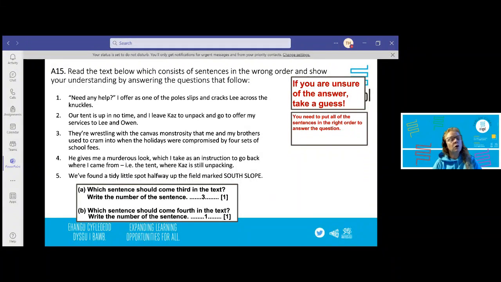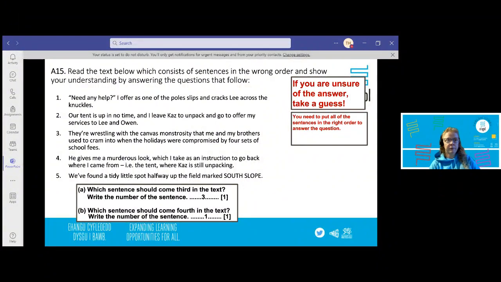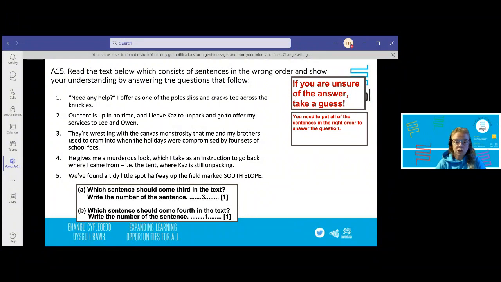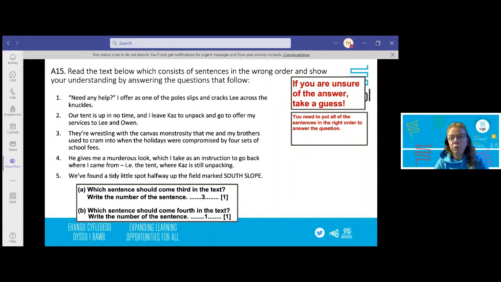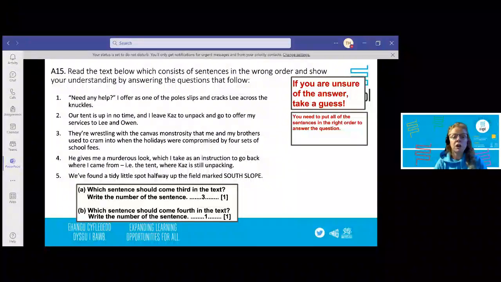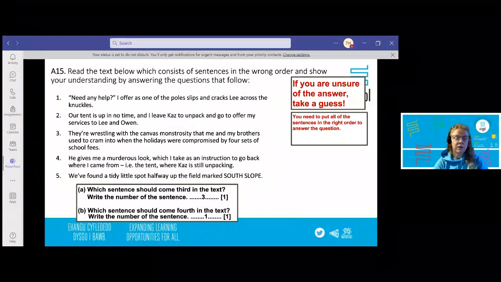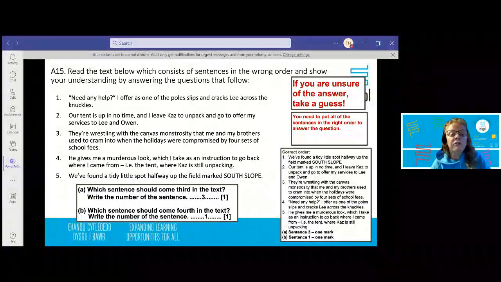This is the one where you've got to read through and you've got to put them back into chronological order. And you've got to then show that you've got them in the right order by answering the questions and saying which one comes third and which one comes fourth. When you're doing this one, you have to put all the sentences in the right order first. So make sure you spend that time, put them in the right order, label them A, B, C, D if you want to, or add the numbers at the end, it's fine.